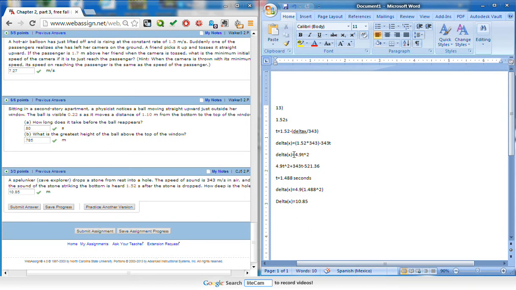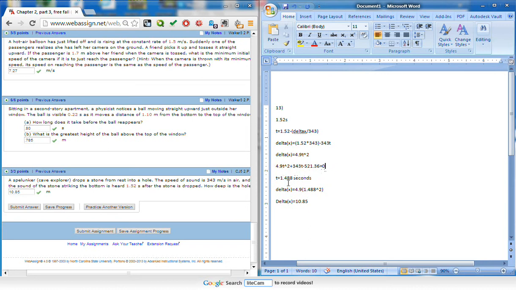In this case, I just use the fifth kinematic equation, and since we know initial velocity is 0, it simplifies out to delta x equals 4.9 t squared. Now you realize both of these delta x's are equal to each other. So by extension, this and this should also be equal to each other. And then you can basically use systems of equations to get this to a single quadratic: 4.9 t squared plus 343 t minus 521.36 equals 0.